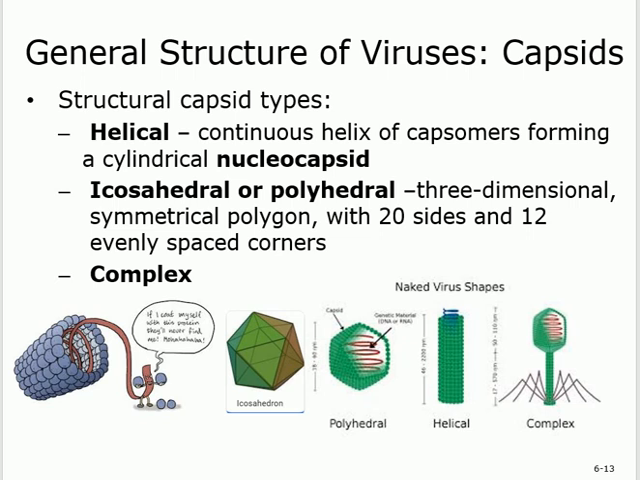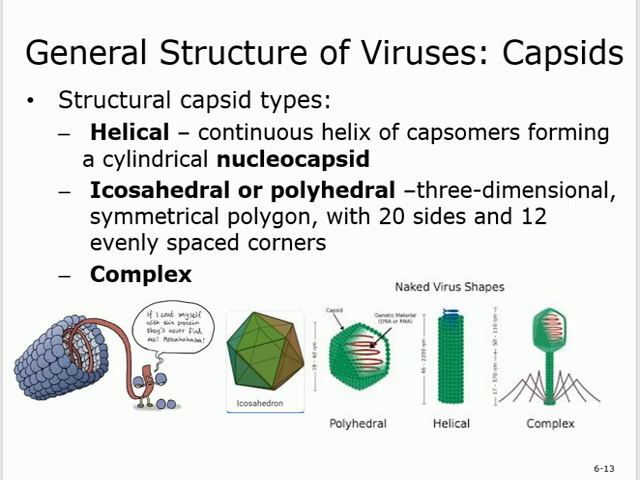If it looks like a spring like this, we call it the helical shape. If it just looks like this, you have multiple faces, not necessarily 20, we call it polyhedral. What if you have both of them, like you have this and this together? This is polyhedral or icosahedral, and this is helical, isn't it? You call it complex. So according to the shape again: icosahedral, polyhedral, helical, complex.